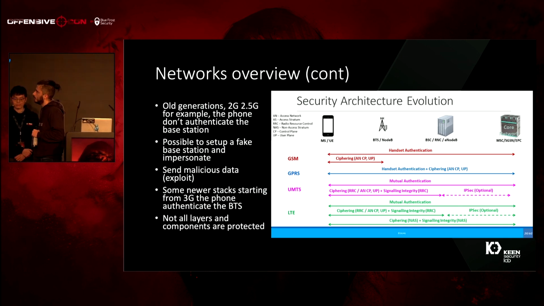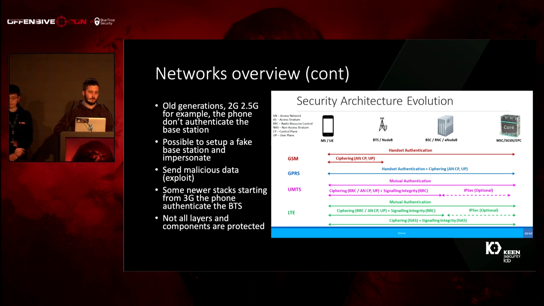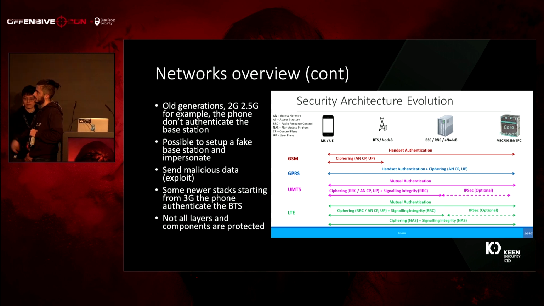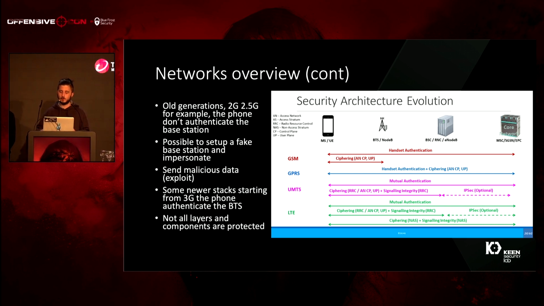One very important topic of mobile network is authentication, because in the early generations, such as second generation and the 2.5 generation, the mobile phone or the device will not authenticate the base station. So it's possible to impersonate a malicious network in these circumstances and exploit or send malicious data to the phone. Starting from the third generation, which in this slide is UMTS, there is some form of authentication for the phone to verify that they are speaking with a legitimate base station. But not all layers are authenticated, so there is still room for attack surface.